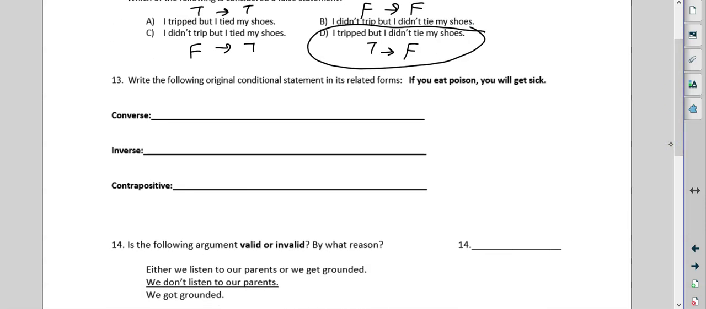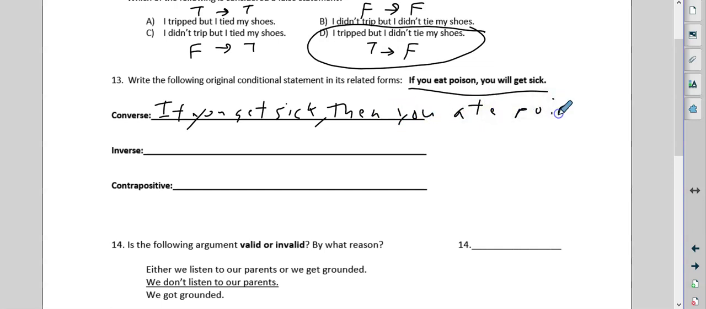All right, write the original conditional in these forms. So remember, the converse means we're just going to switch them, not negate them. Switch them, okay? So we're just saying, if you get sick, then you ate poison. Remember, sometimes you have to change the tense of these. So with the converse, we're just switching them.